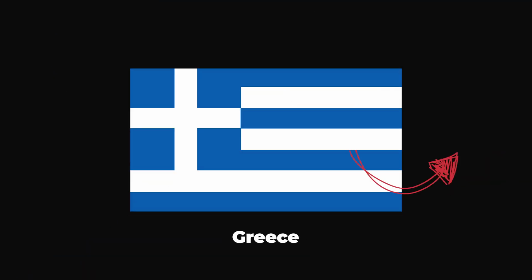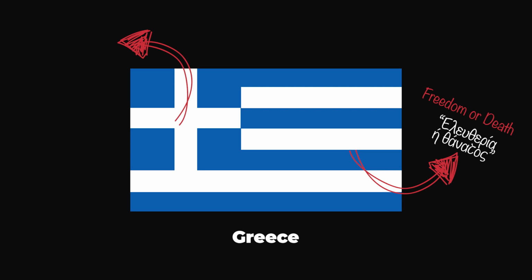The meaning behind the 9 stripes is supposed to represent the 9 syllables of the phrase, freedom or death, while the white cross in the top left-hand corner symbolizes Eastern Orthodox Christianity, the established religion of Greece.